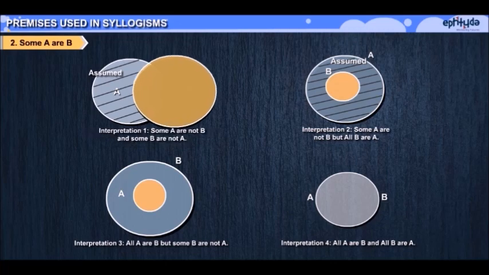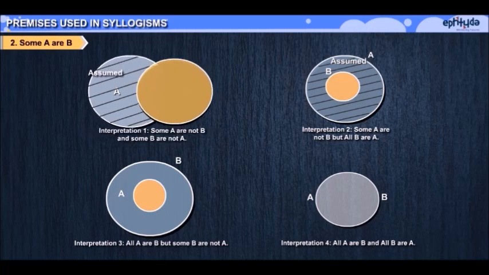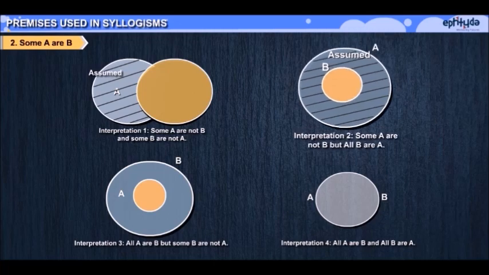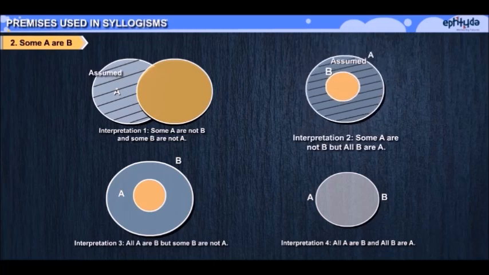The shaded portion is given and the other portion is assumed. In interpretation 2, some A are not B but all B are A. The shaded portion is given to us and the other portion is assumed.